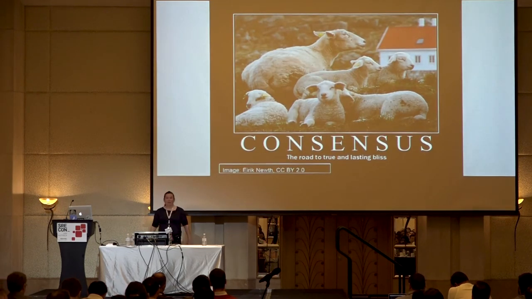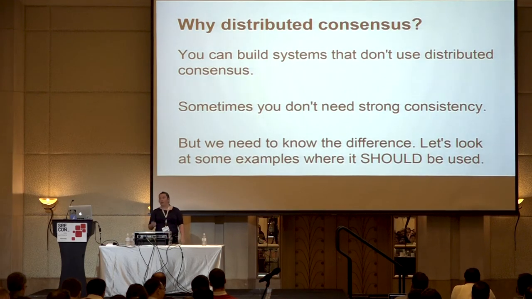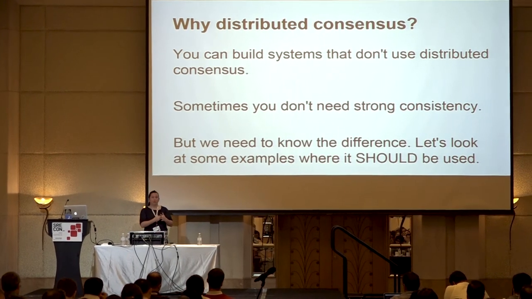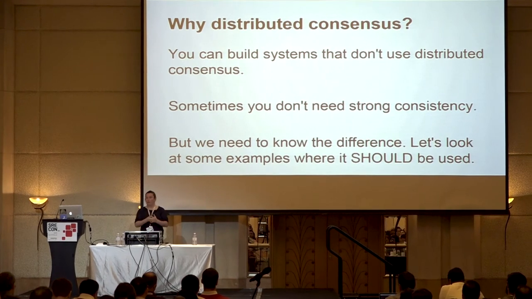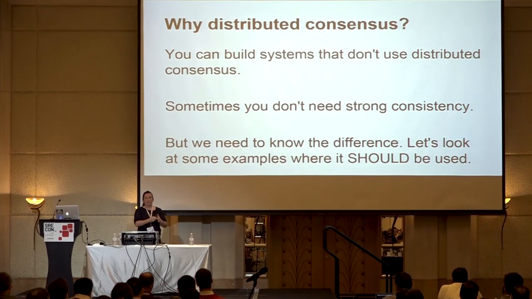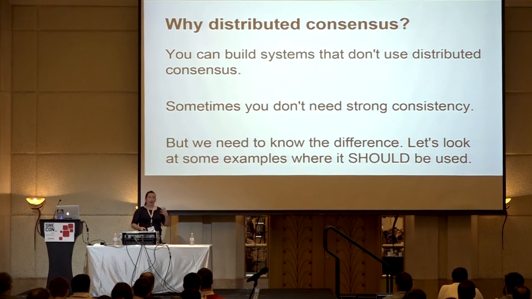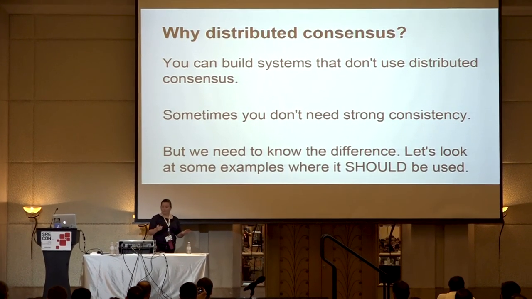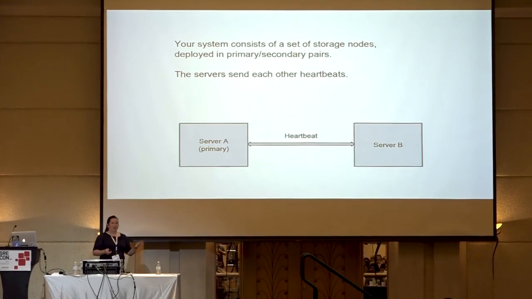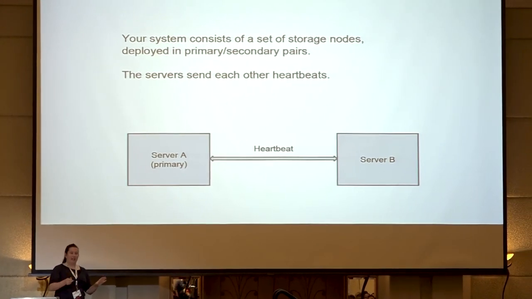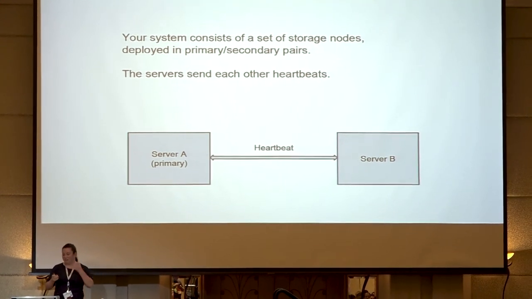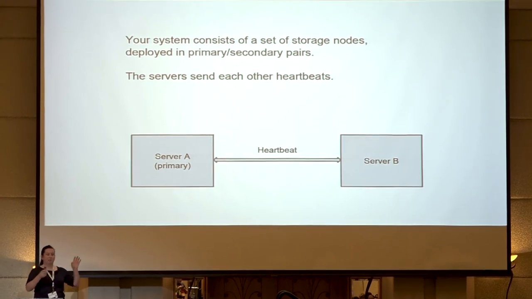So hopefully I'm convincing you here that consensus is good. But what is it? You can build systems that don't use distributed consensus. And that's perfectly fine. But you should know what you're getting into. You should know why you don't need it for the particular systems when you don't need it. And I think the best way to start this talk is to look at some examples of where distributed consensus really should have been used but wasn't. These, by the way, are real-life examples of systems that I have known about. I have not named names to protect the guilty, or at least the people whose systems they were. But these are real systems. This is not made-up stuff.